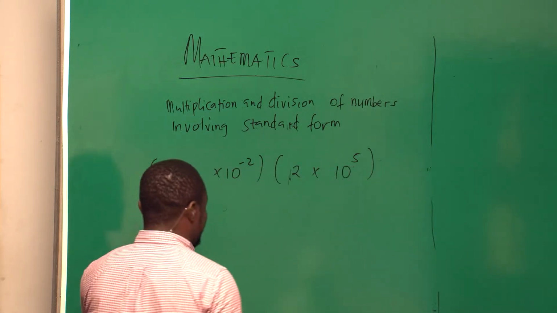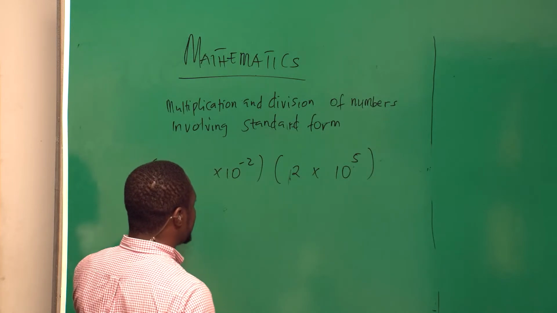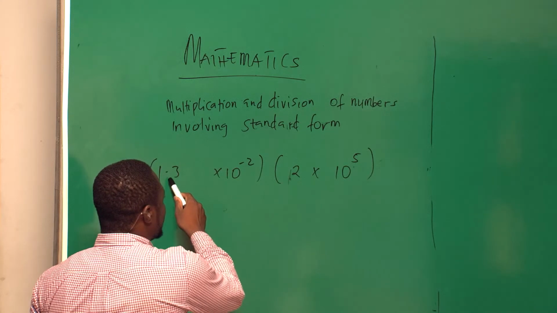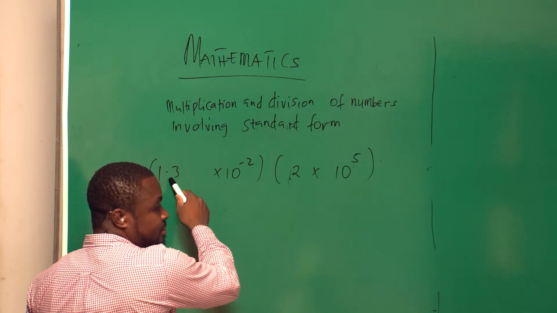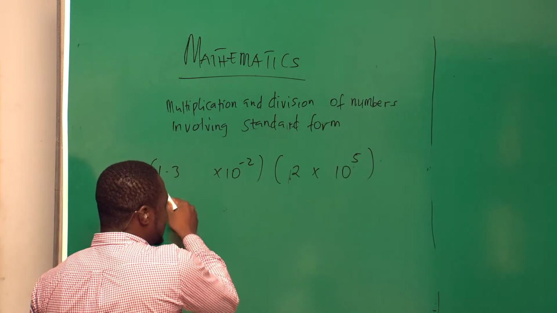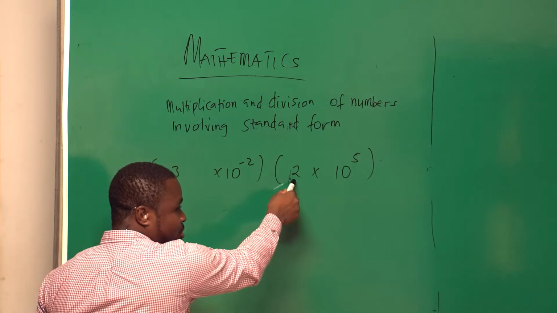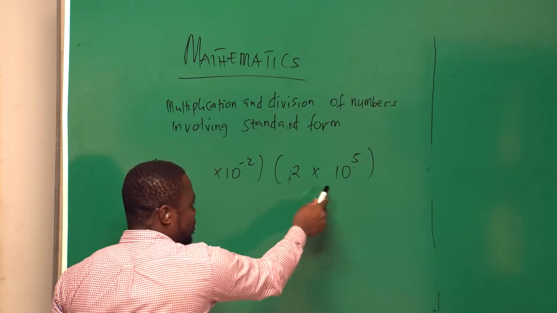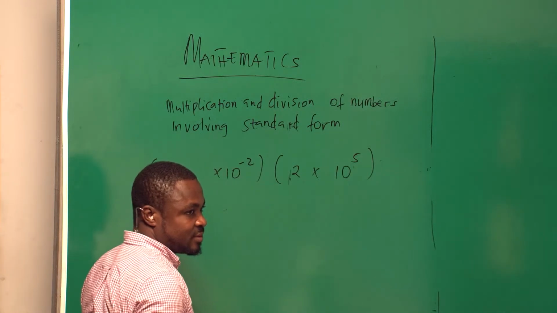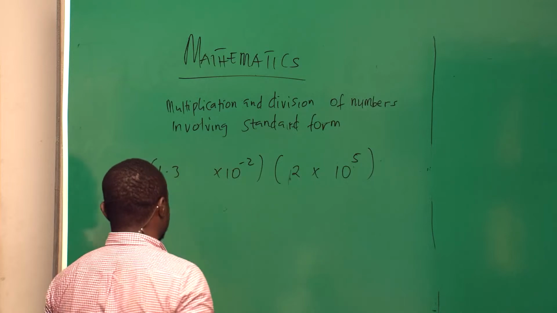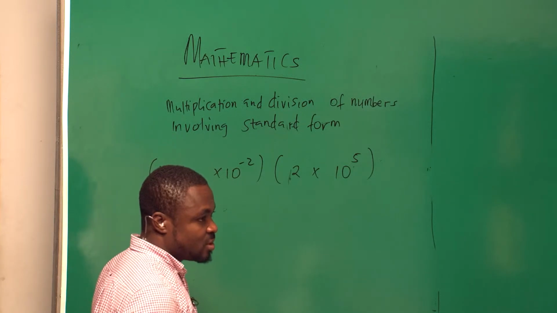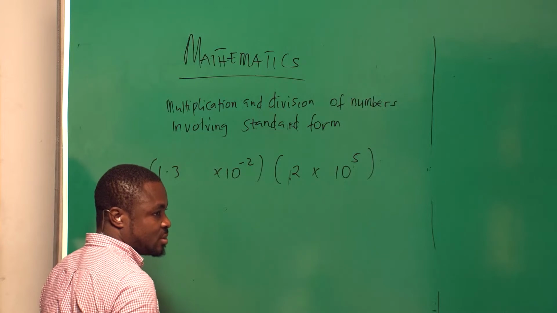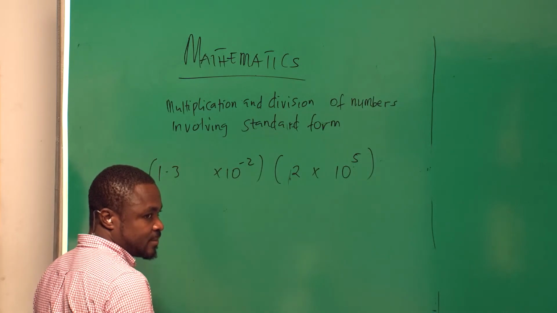So in dealing with this one, you are to rewrite this, okay? You'll be multiplying this one by the 2. And you will also be multiplying the 10 exponent negative 2 by 10 exponent 5. So rewrite this in a way to make it look a bit simple. So I'll move the point. That's what I will do. But I'm moving to the right.